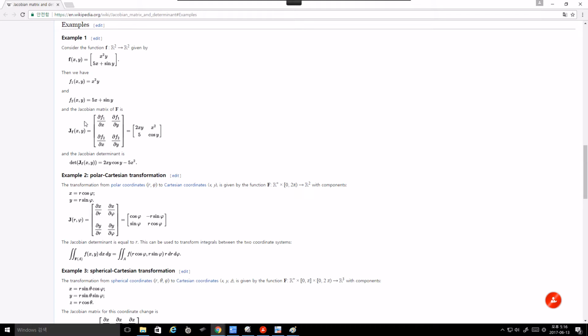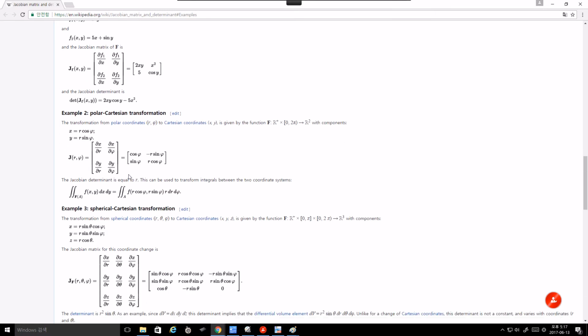Then the Jacobian: in the first column we take the derivative of f1, f2 with respect to x. In the second column, we take the derivative of both functions with respect to y. So f1x is 2xy, and f2x is 5, and f1y is what? Yeah, f1y is x squared, and f2y, derivative of sine y, is cosine y. So we have this one. And the Jacobian determinant, if you take the determinant, is this one minus this one. So 2xy cosine y minus 5x squared.